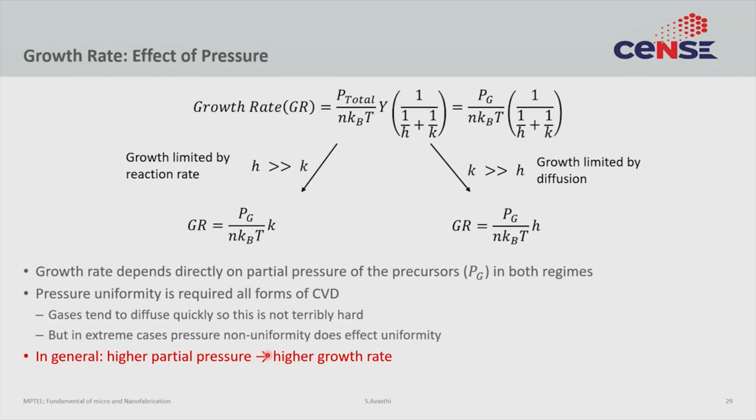However, the pressure is one constant. The growth rate directly depends on pressure. So, pressure uniformity is sort of required in all manner of CVD. Thankfully, this is not too much of a problem. Gases tend to diffuse very quickly, so it is very hard to maintain too large a gradient of gaseous precursors inside the reactor. Gases tend to be uniform. So, that is not a problem. We will talk about some second order effects of precursor depletion, etc. later.